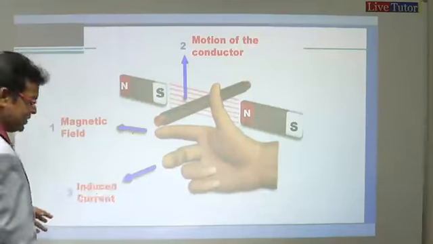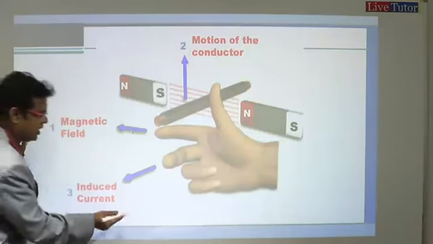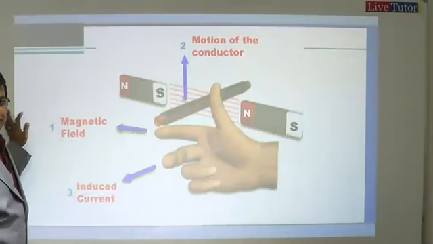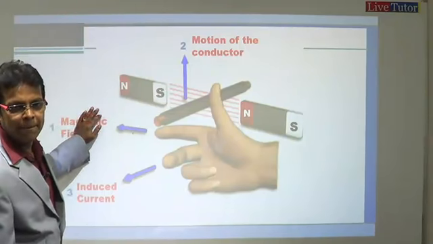That's all, exactly, very good, nice. So it's very easy to remember also. In the same way, you can write both the left hand and right hand rule. And remember, the left hand rule is otherwise called Fleming's left hand rule. Remember that.